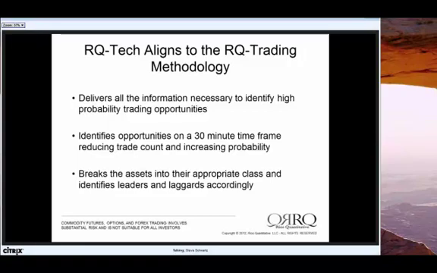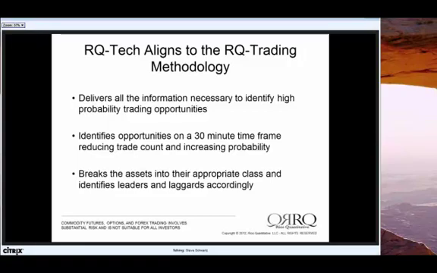I don't need 5 charts to recognize that. I just look for that little pattern in RQTech. And that's what helps me refocus, or circulate my focus, to that specific instrument.